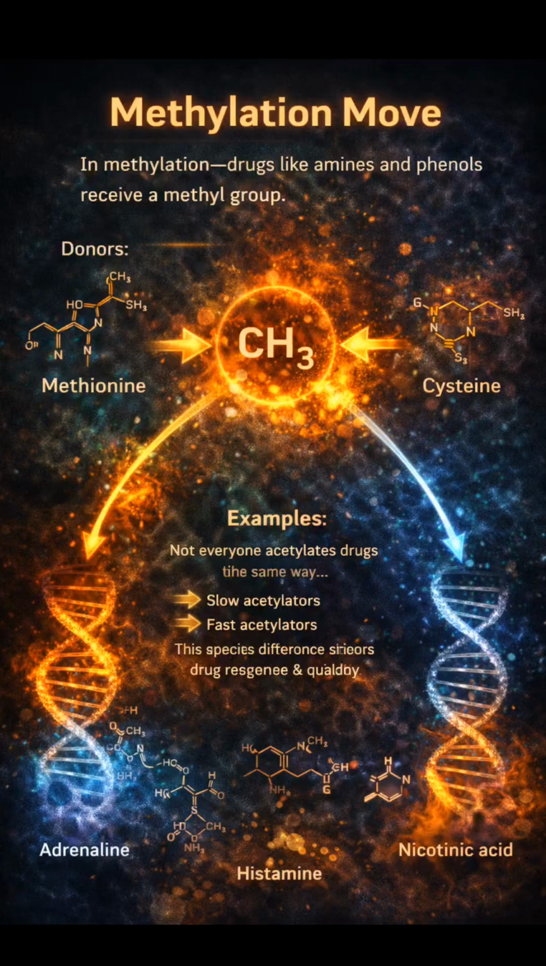Now, the methylation move. In methylation, drugs like amines and phenols receive a methyl group, from methionine and cysteine. For example, adrenaline, histamine, nicotinic acid.